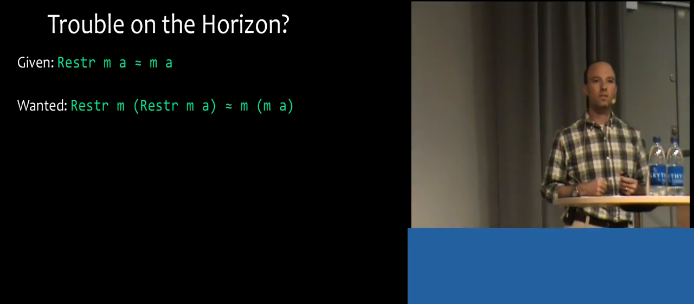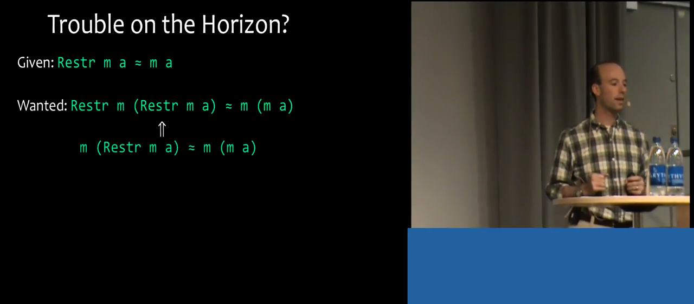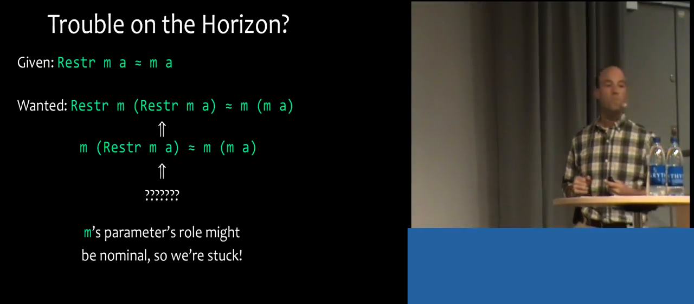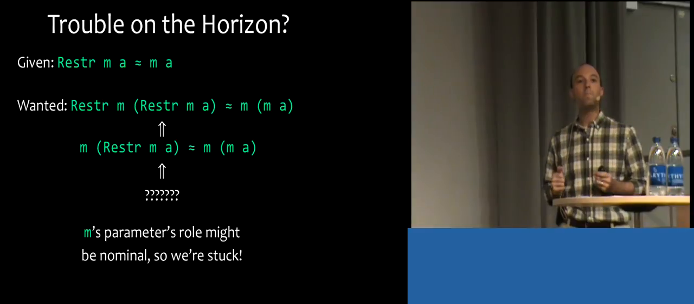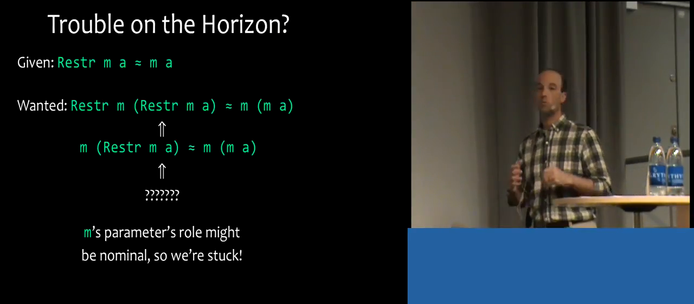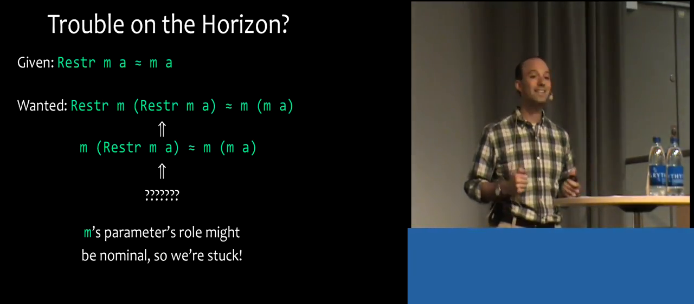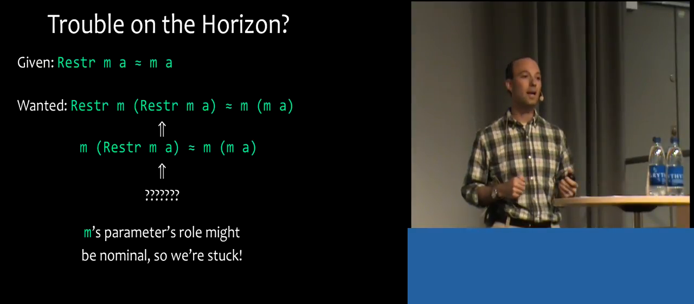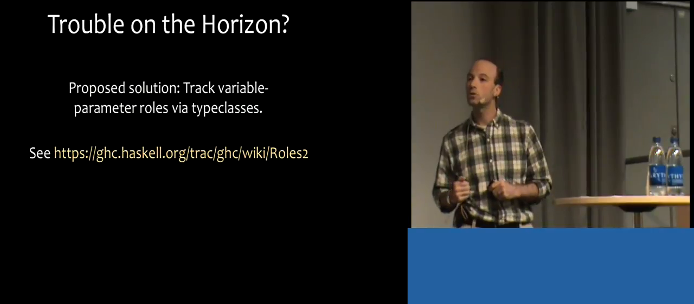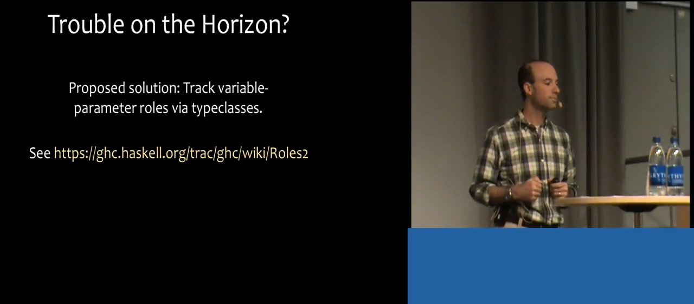So, given that, can we get that wanted? Can we do it? Well, the first step is fairly straightforward. We can simplify on the outside. But then, we get stuck, because M's parameter's role might be nominal. It's not necessarily safe to simplify Restricted of M A down to M A. We don't know if that's safe yet. So we're stuck, and in fact can't do this. So for now, join is being kept out of Monad so that GND keeps working. There is a proposed solution. We're still working out the details, and you can find it on that wiki page there.